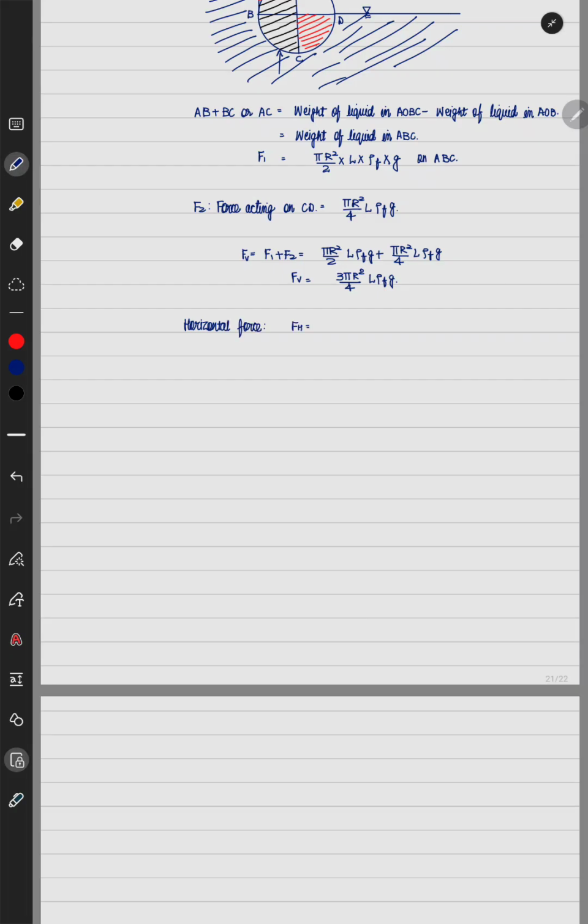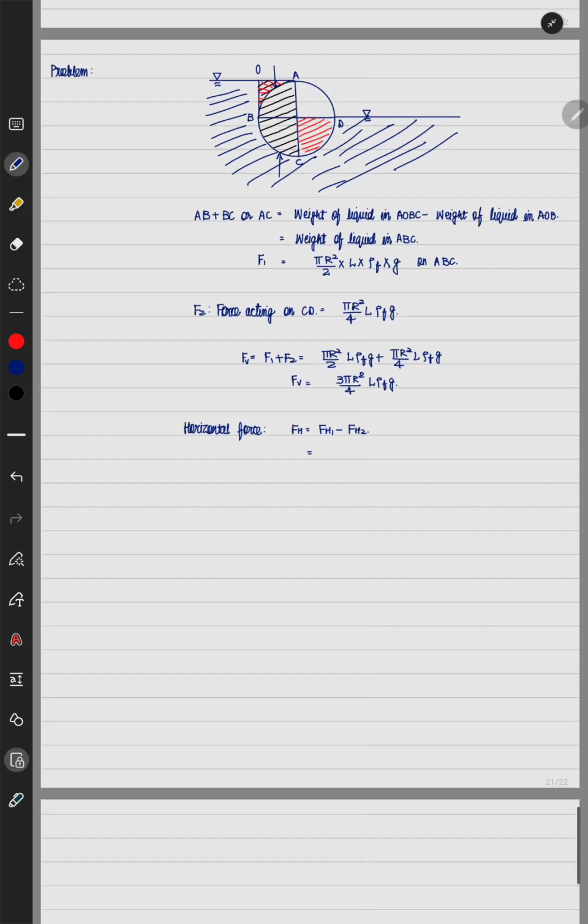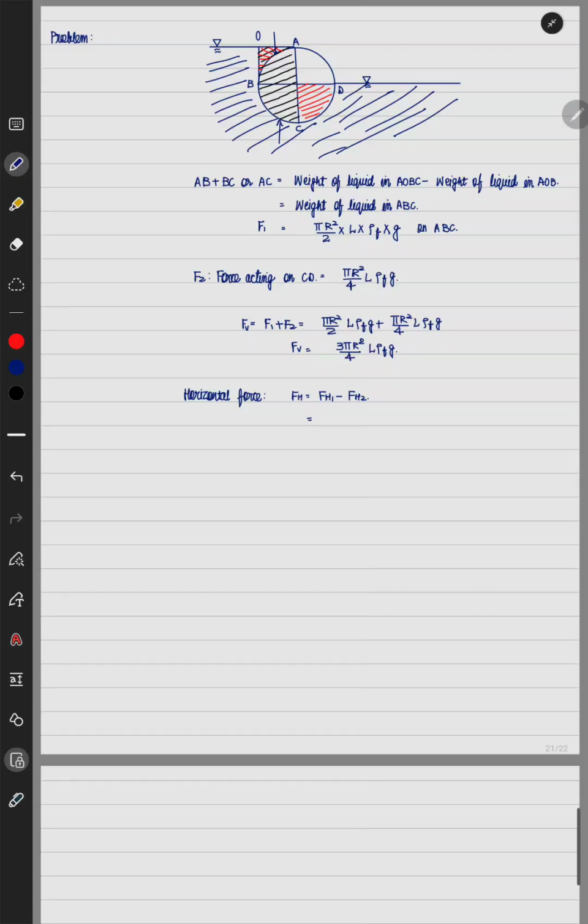Horizontal force Fh is equal to Fh1 minus Fh2. This is given by: B is at a depth R from the top, or R from the interface, or I can say R from O, because this is R. So what is the total pressure at point B, because it is at the center? What is the total pressure?